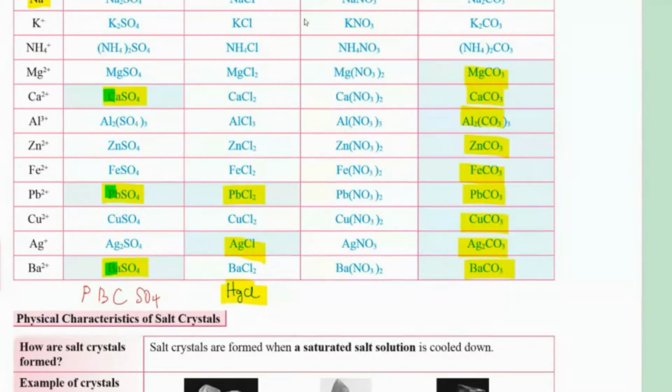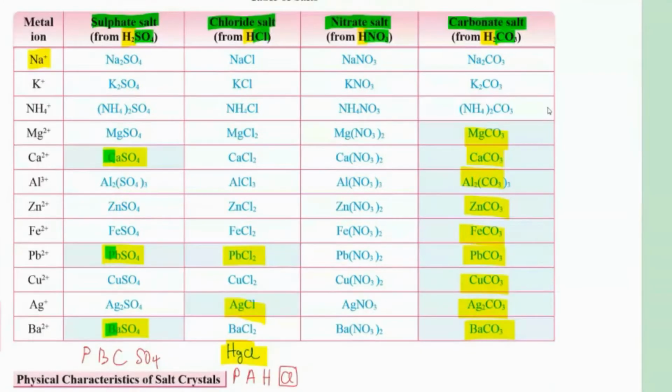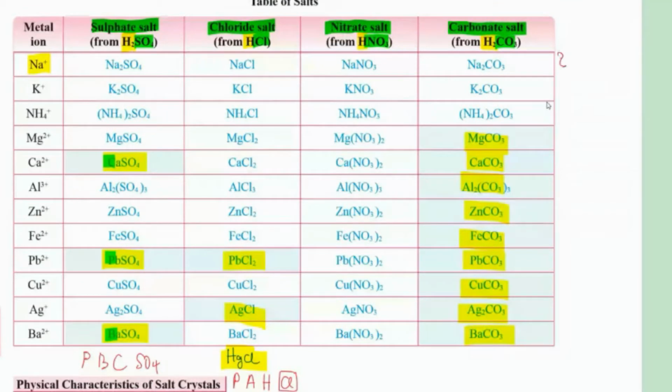How about chloride? For chloride, I take the first letter also: P, A, H. P is lead, A is silver, Ag, not aluminium. H is mercury. These are insoluble chlorides. Then nitrates are all soluble, and carbonates are all insoluble except SPA. SPA are soluble.